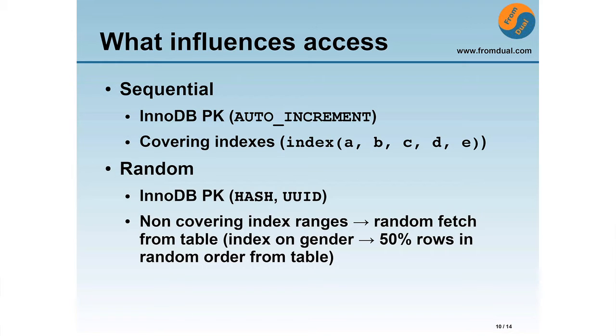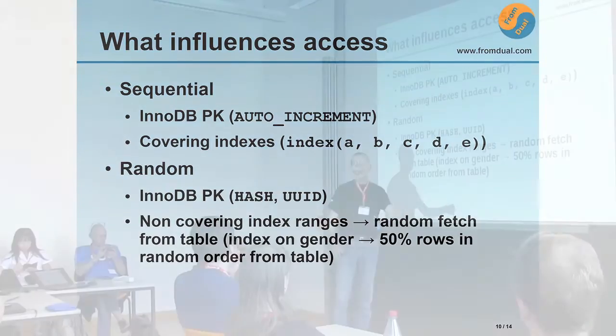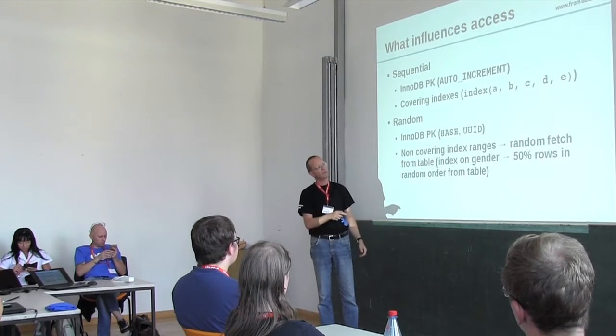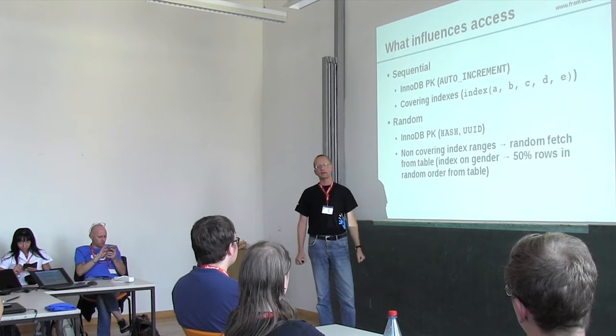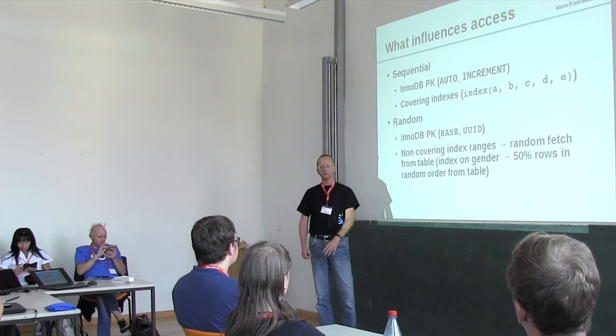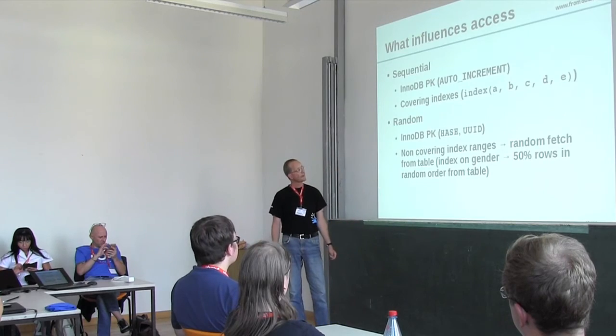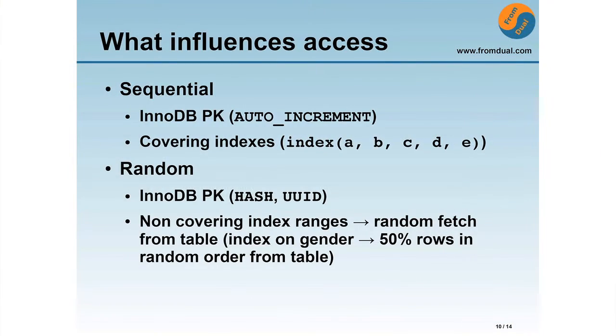If you know we want to have a select on ABCDE and not from the whole table, you can create an index on ABCDE, and the rows in the index are always sorted according to this pattern. So you get a sequential scan through the index, at the cost of more disk, more maintenance, et cetera. Random patterns: the InnoDB primary key.